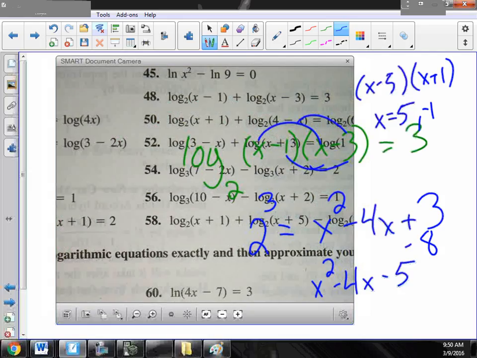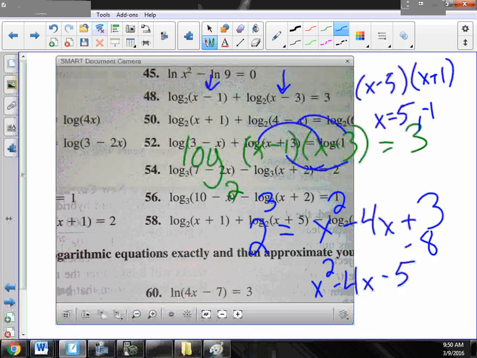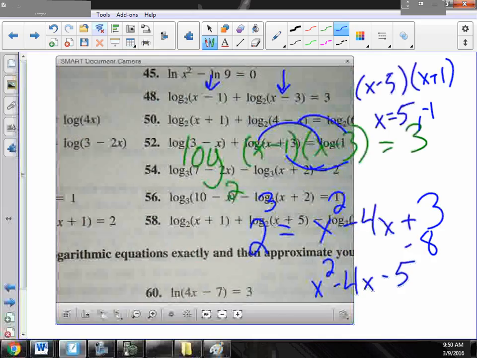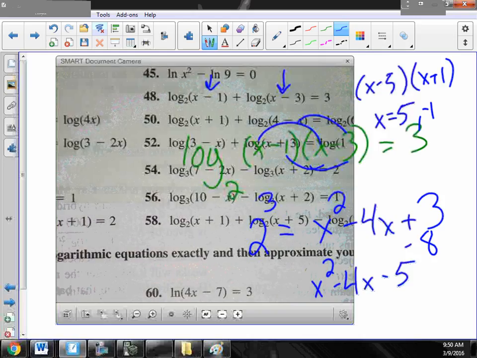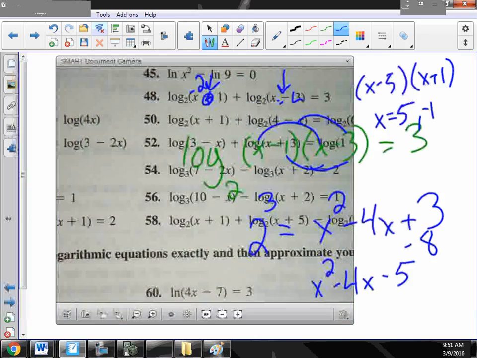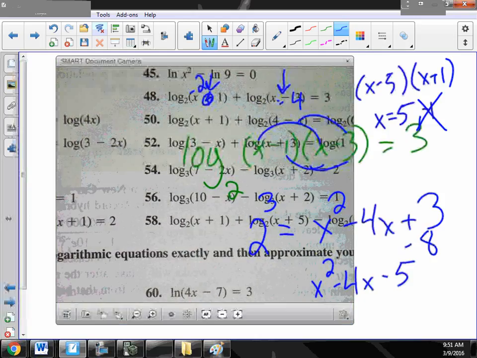So 5, if I plug in 5, am I okay? If you plug in 5, you end up with 4 and 2. That's fine. But if I plug in 1, am I okay? Plug in 1, you get log base 2 of 0, which doesn't exist. And log base 2 of negative 2, that's still a problem. And then negative 4. So this answer doesn't actually work.